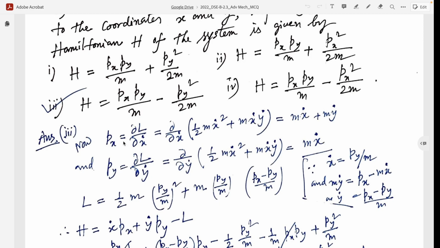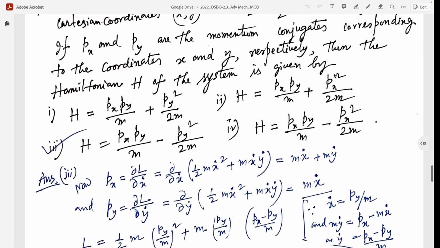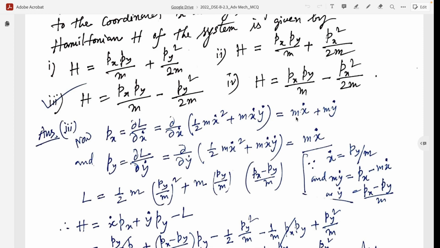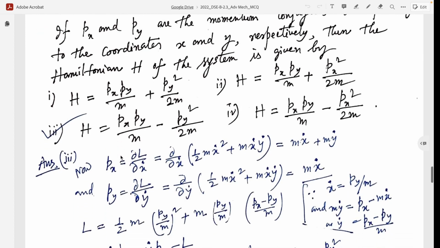Here px equals del L by del x dot. So del L by del x dot is given here: half m x dot square plus m x dot y dot. After differentiating partially with respect to x dot, we get m x dot plus m y dot. And also py equals del L by del y dot, so this is equal to m x dot. Now L equals half m x dot square.